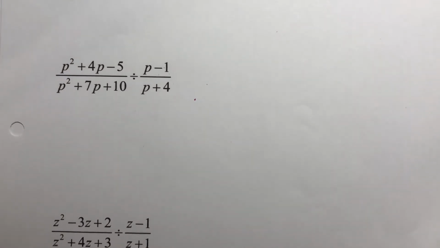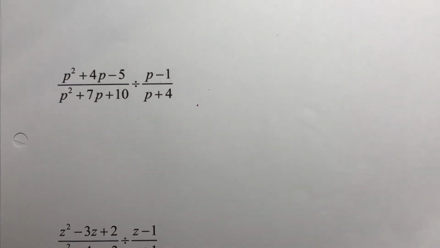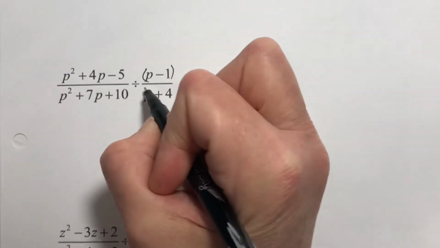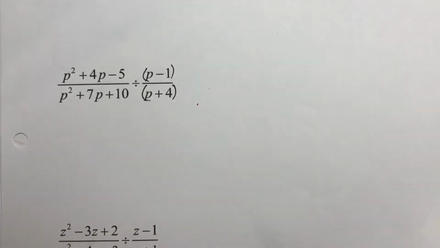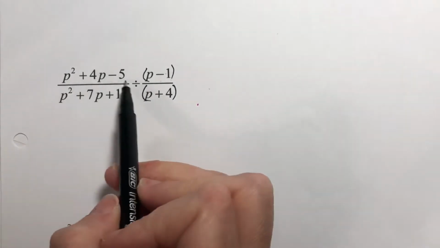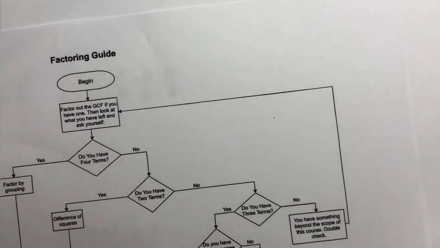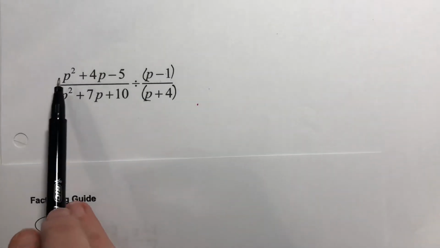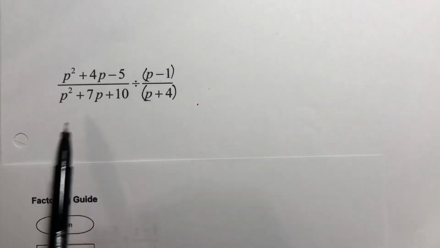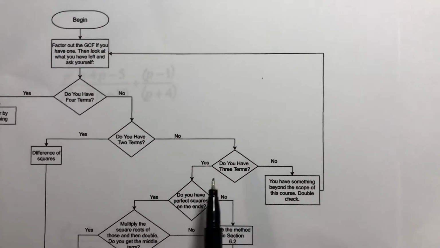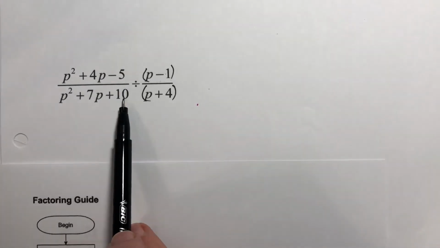Okay, harder problem. We have to factor first. I'm looking at these two, and neither of these factor. They don't have a GCF. There's no squares involved. Those are going to work as a unit or not at all. I need to try to factor this. First step, pull out your factoring guide. Do you have a GCF? No, I don't have one in the bottom either. I can check both of these as I go along. I have 3 terms. Do I have perfect squares on the ends? That's not a perfect square, neither is that.